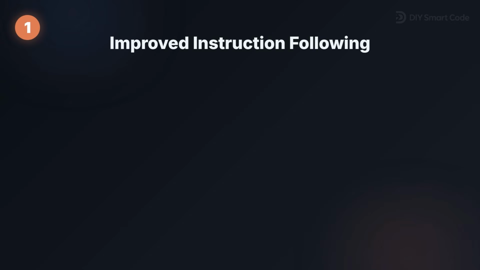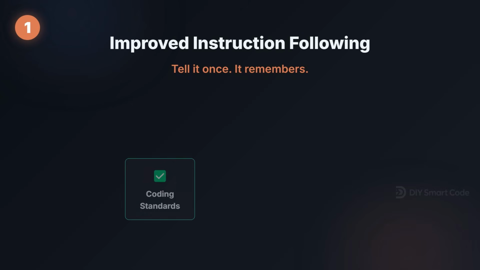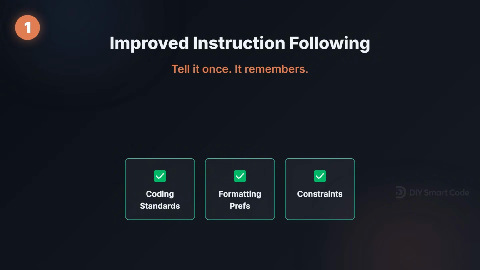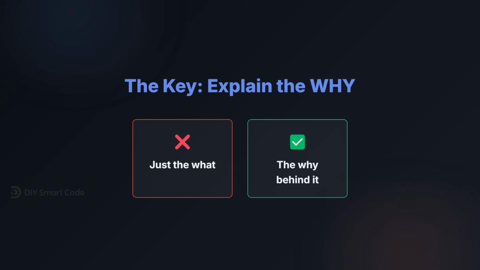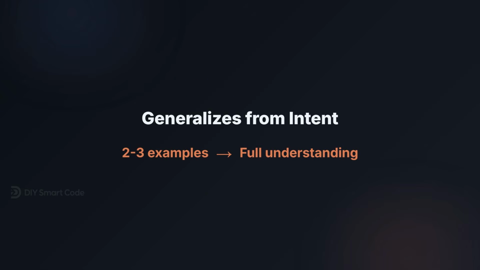Behavioral shift number 1. Improved instruction following. Opus 4.6 gets it the first time. You give it a coding standard, a formatting preference, a set of constraints, and it actually remembers. No more repeating yourself every 3 messages. The key is to explain the why behind your instructions, not just the what. Give it 2 or 3 examples, explain your reasoning, and then trust it. The model generalizes from intent now, not just from literal patterns.